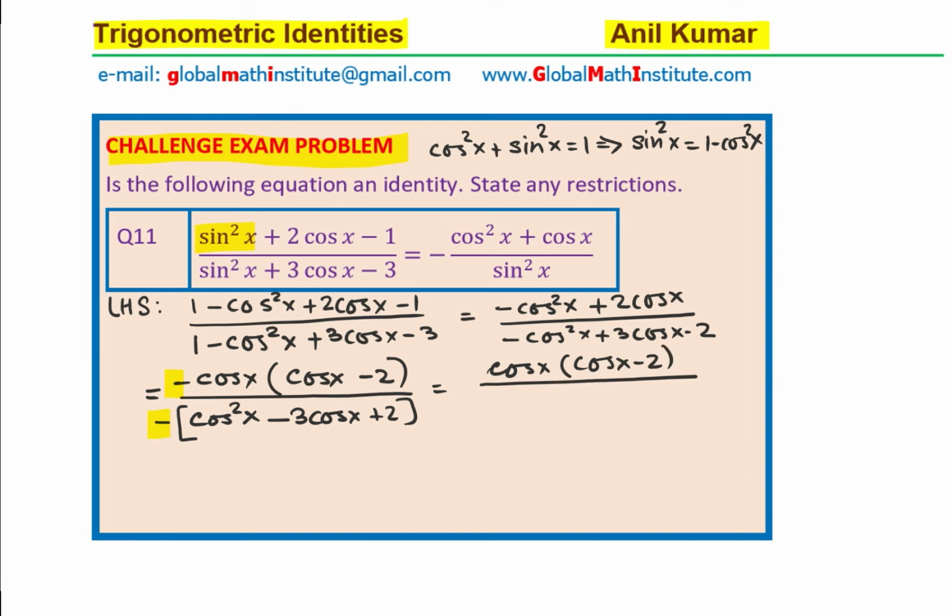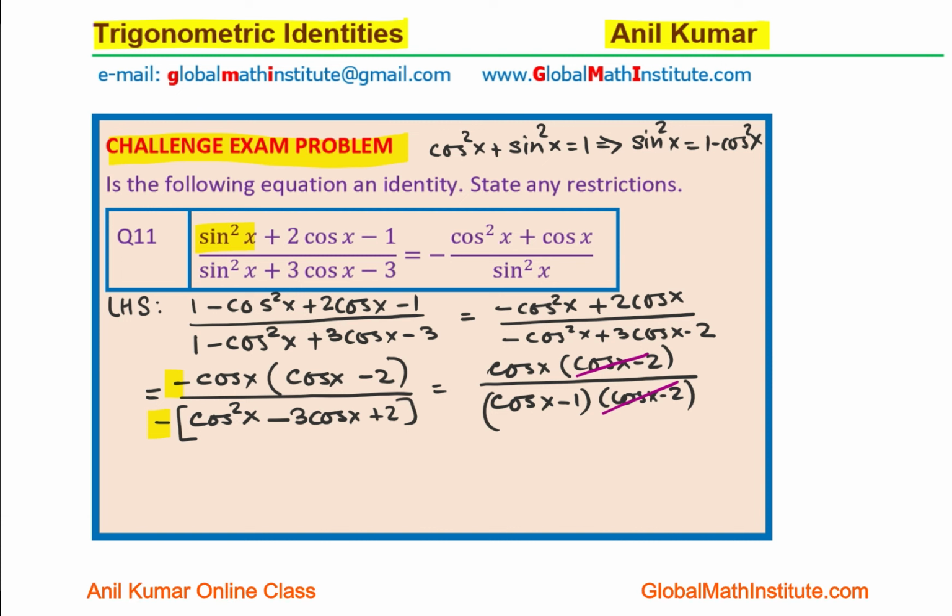The denominator can be factored as 2 times 1, both negative, right? So we have cos x minus 1 times cos x minus 2. So now we can cancel cos x minus 2, and we get a very simplified expression, which is cos x over cos x minus 1. Do you see that?